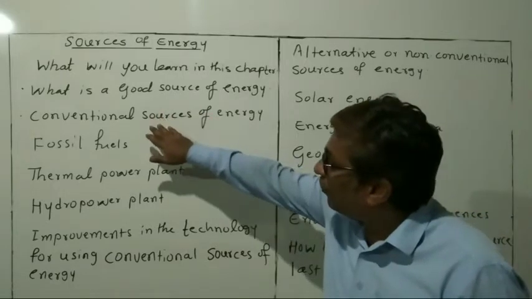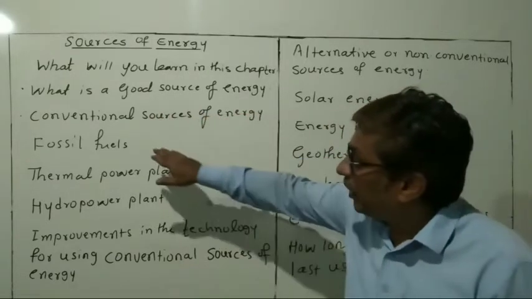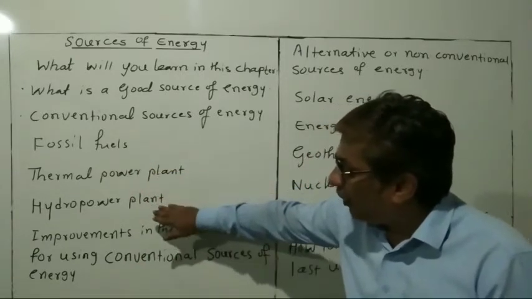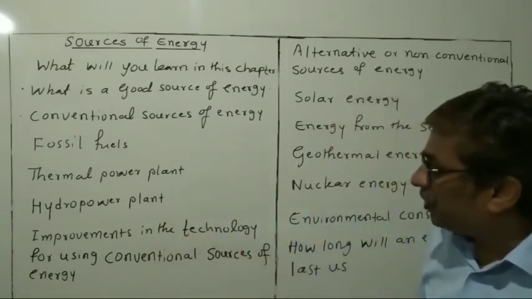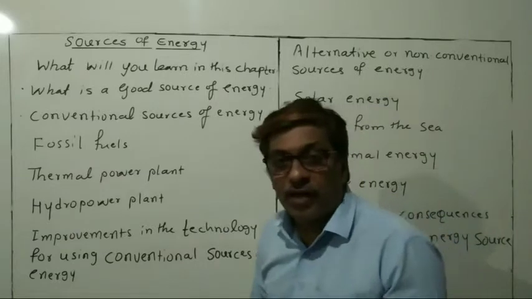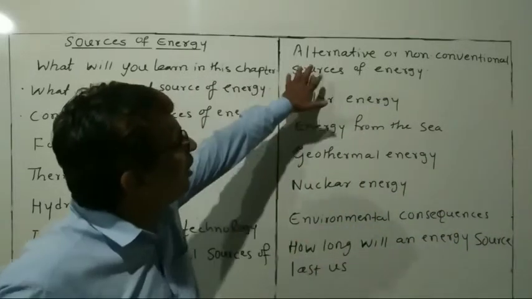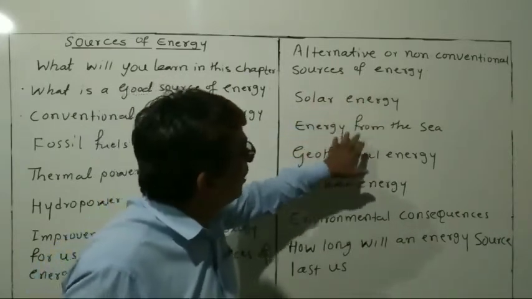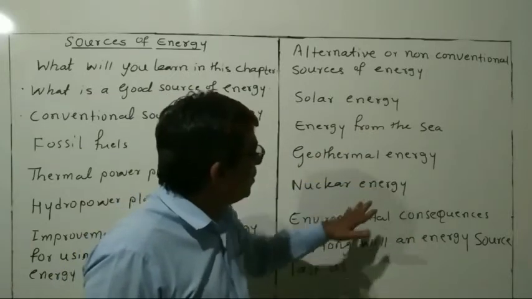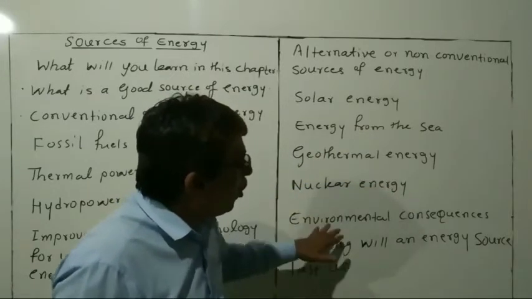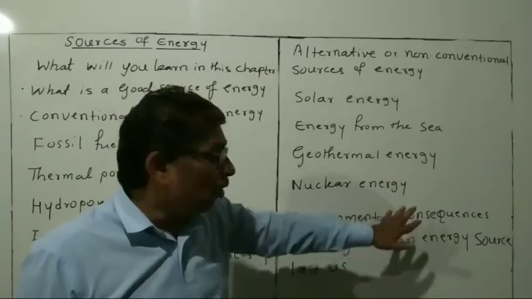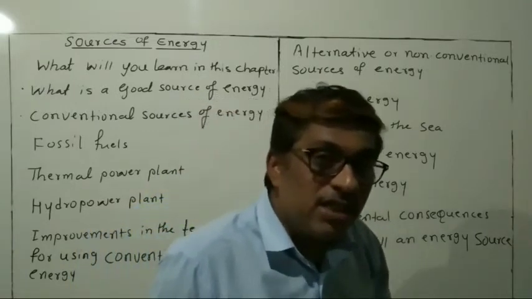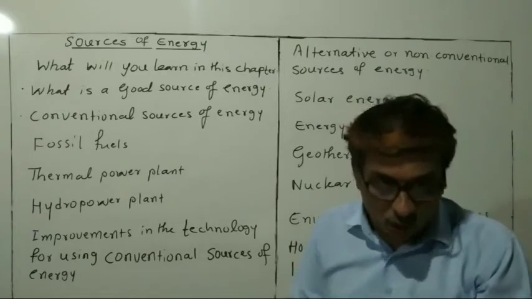And next, conventional sources of energy. The next one is fossil fuels. Next, thermal power plant, hydropower plant, improvement in the technology for using the conventional sources of energy. And next, the alternative and non-conventional sources of energy. Solar energy, energy from the sea, geothermal energy, nuclear energy, environmental consequence, the environmental importance, and how long will an energy source last for us. So these are the points you are going to learn in these topics.